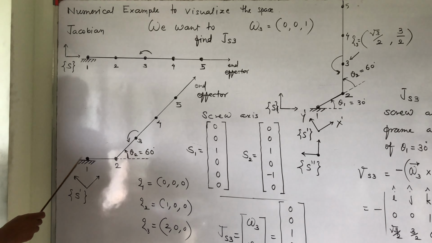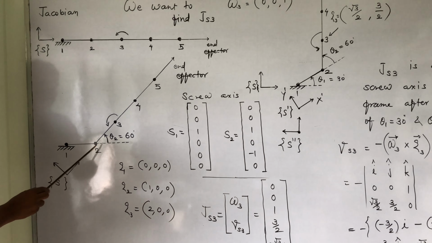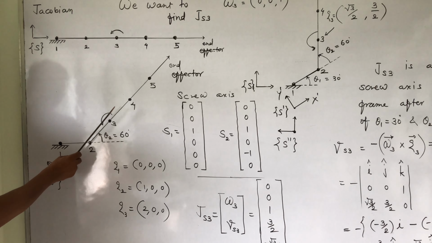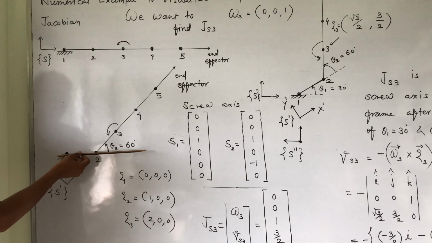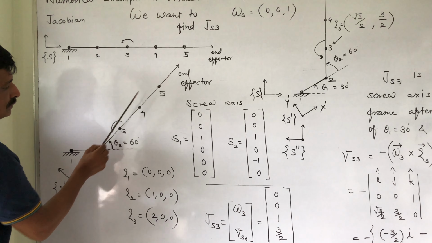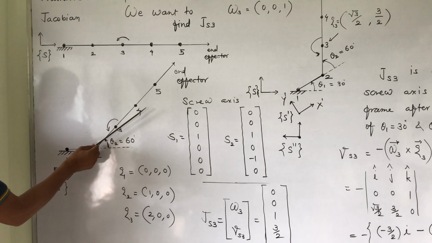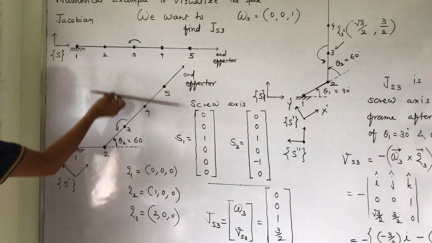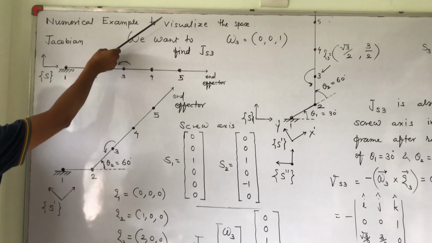At location 1, now we are rotating joint 2 by some theta 2. I have taken theta 2 as 60 degrees. After that the locations are fixed. No joint motions are there, so we can consider this a rigid body. So this one we are rotating up to 60 degrees.